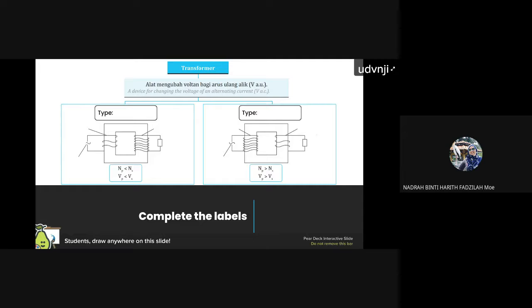So based on this diagram, there are a few parts that need to be labeled. Untuk type tu, can you state what is the type of transformer for the diagram on the left and the type of transformer for the diagram on the right, yang mana satu step up atau step down, and then there are 3 components that we need to label there lah. Okay, pastikan kat situ ada 3 bahagian yang kena label ya. Boleh buat dulu.